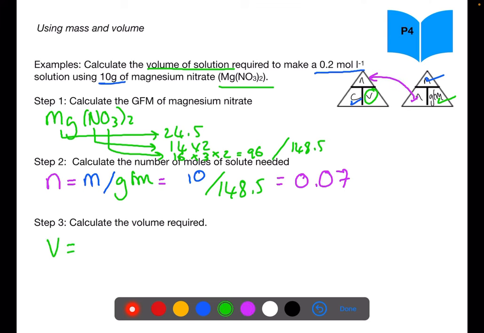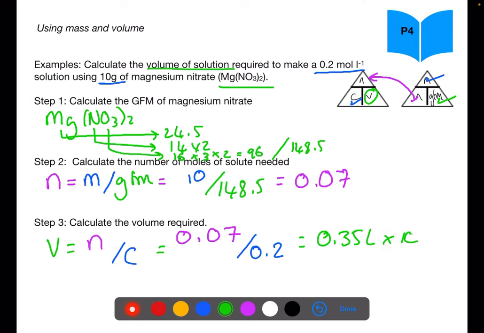To calculate volume, we take number of moles divided by concentration. The number of moles we've just calculated as 0.07. We divide by the concentration that we're aiming for in the question, which is 0.2. And this gives a volume of 0.35 litres. We can times by 1000 to get into millilitres, which would be 350 millilitres.